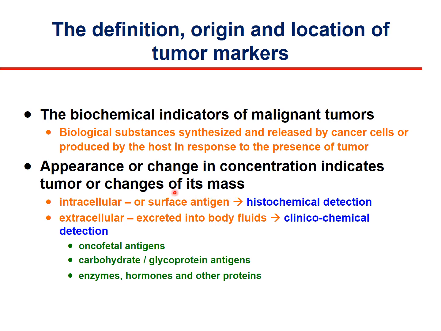These tumor markers can be intracellular or surface antigens that can be detected as histochemical reactions, or extracellular, excreted into the blood fluid, and this way clinical chemical detection is good. For example, oncofetal antigens, carbohydrate glycoprotein antigens, enzymes, hormones, and other proteins can be tumor markers.